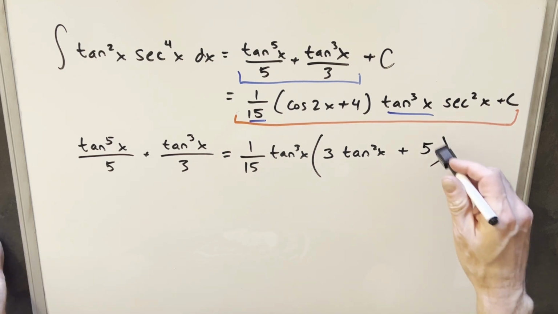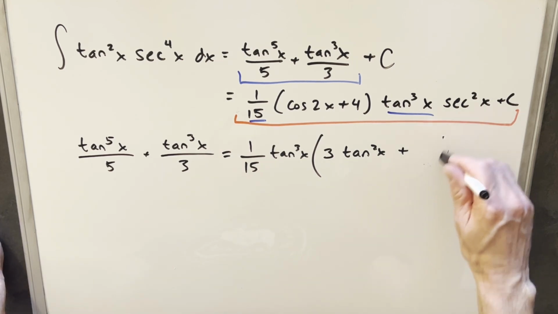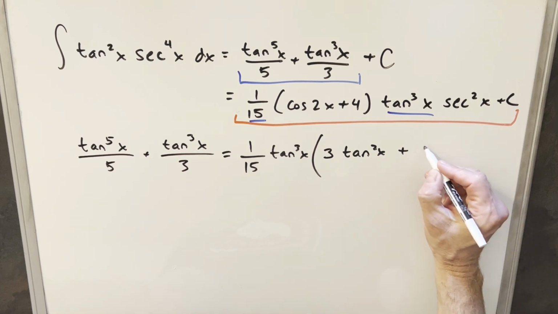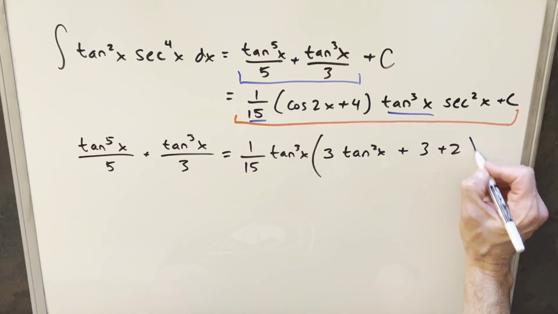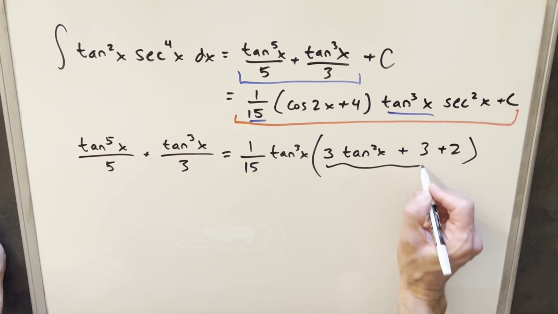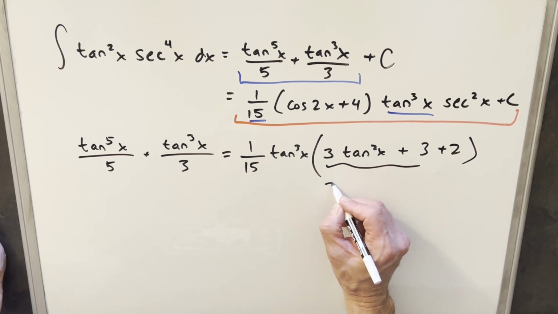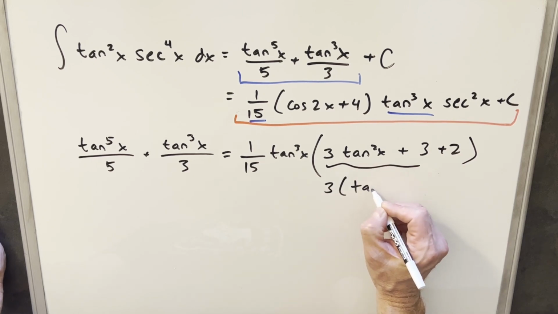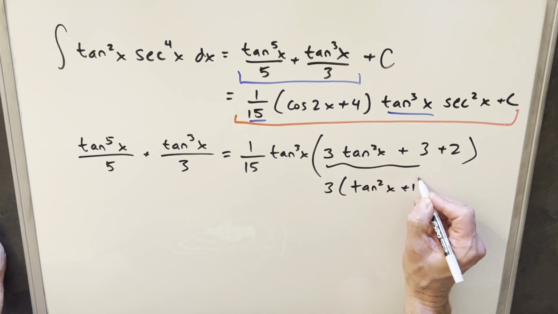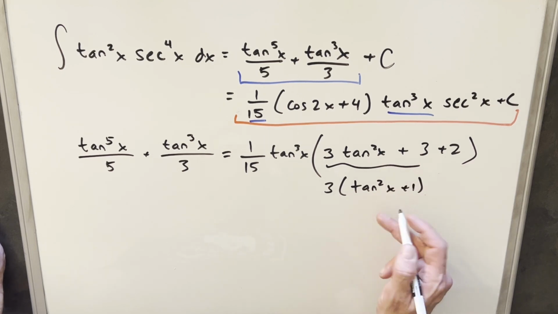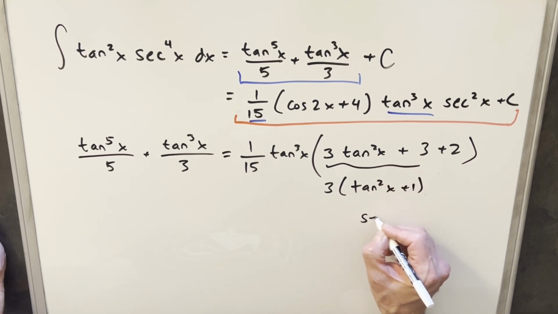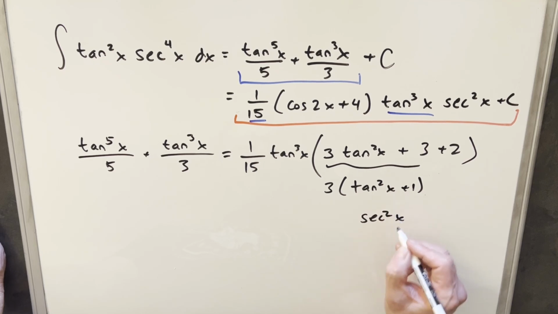But then from here, with this 5, I'm actually going to rewrite this. I want to break this up as 3 plus 2 for our 5. So then what I can do here is for 3 tan squared x plus 3, I can factor a 3 out and write it as tan squared x plus 1. But we have an identity that tan squared x plus 1 is the same thing as secant squared x. So we can actually write this piece as 3 secant squared x.